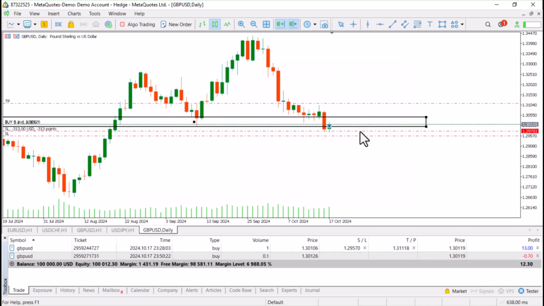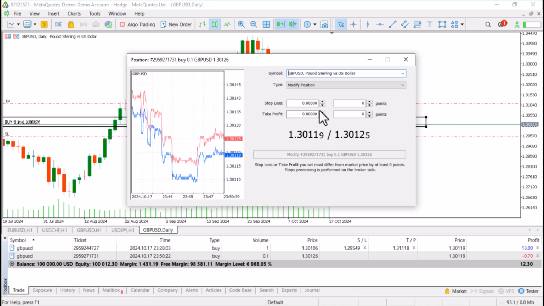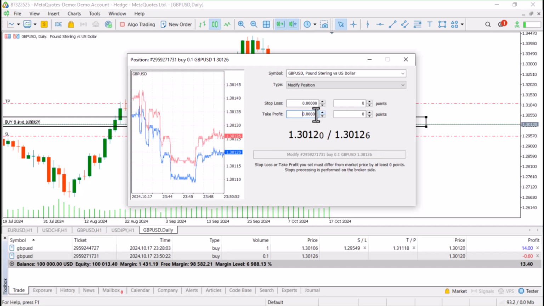Let's move our stop loss. Let me set it right here. Modify and place it to be 2, no, 2.9.